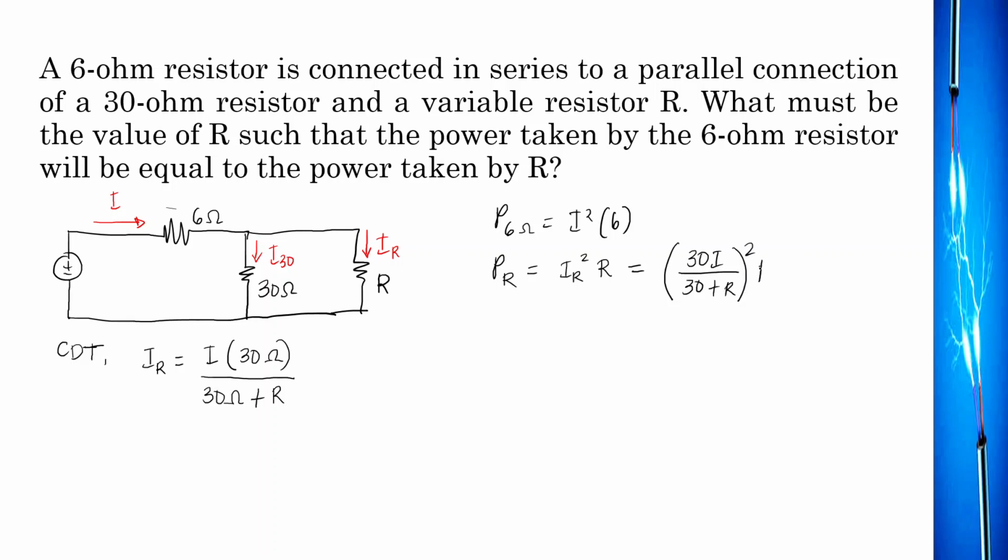Tapos square. Tapos R. So, ngayon, ito na. Pagparesin na natin yung dalawa, so, makakancel pa rin yung I squared. No? So ngayon, sinimplify ko na to. So, 30 squared, I can have 900 ata. 900 I squared R over 30 plus R tapos square. Ayan. So ngayon, ito, may makakancel. So makakancel yung I squared, no? Both sides. Ngayon, ang mangyayari, I can have 6 times 30 plus R squared is equal to 900R.